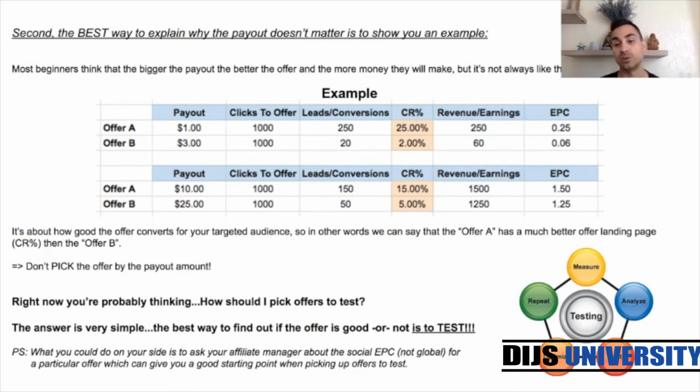And if you look on the right side, this image, it's all about testing, like I said. So test, optimize, repeat, measure, analyze, and test more. So hopefully I gave you an overview to understand why the payout doesn't matter in CPA marketing. It's pretty much everything about EPC, right? So how the offer landing page converts with the audience you have sent to the offer.